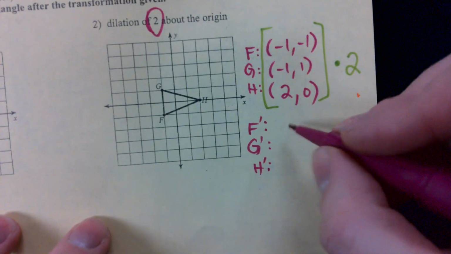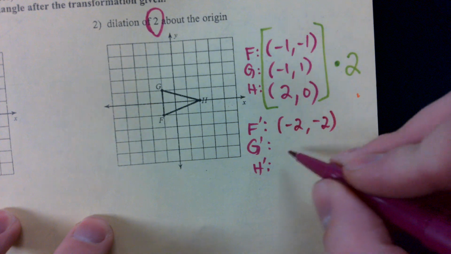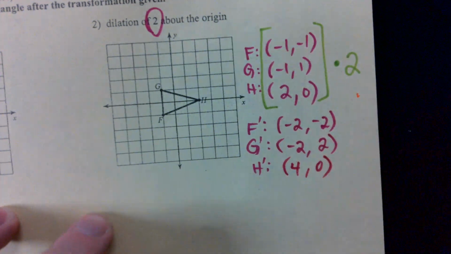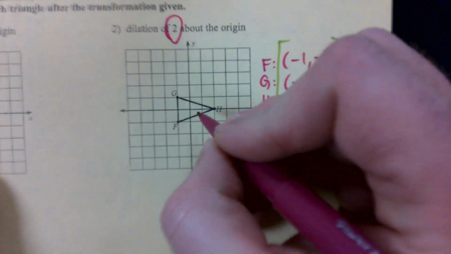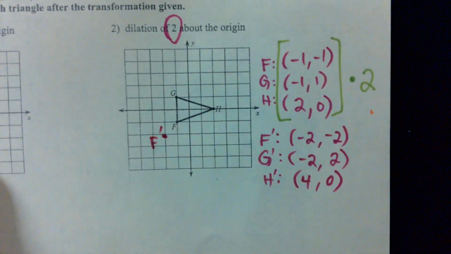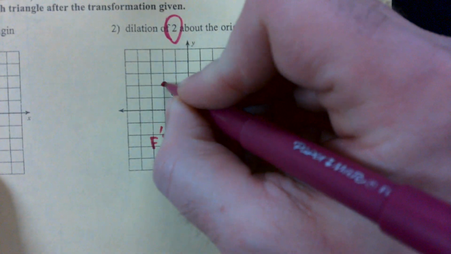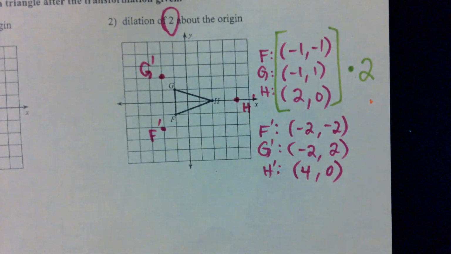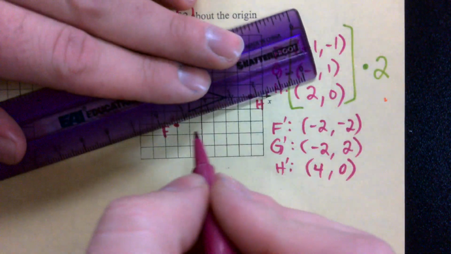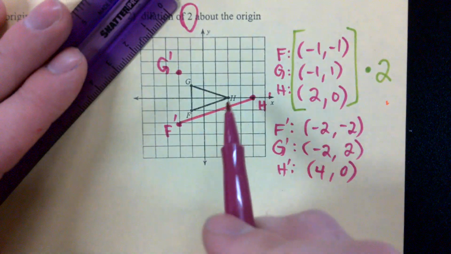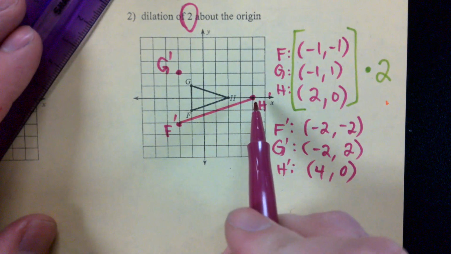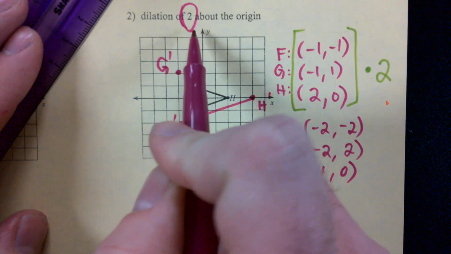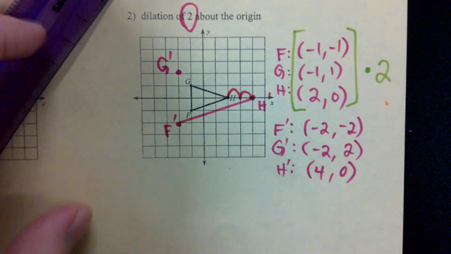F prime times 2 would give us -2, -2. G prime would give us -2, +2. And H prime would give us 4, 0. We go ahead and plot those. -2, -2, F prime. -2, +2, G prime. And +4, 0, H prime. Now something that someone pointed out yesterday was, hey, point H and point H prime are 2 spaces apart, and my dilation scale factor was 2, so I can probably just count 1, 2, and make my point like that.